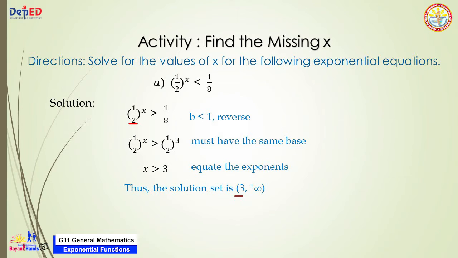Just like solving exponential equations, the next step is to make the bases equal. 1 over 8 is also equal to 1 over 2 raised to 3. Equating the exponents, x is greater than 3, therefore, the solution set is 3 to positive infinity. Parentheses is used in the set notation since 3 is not included in the solution set.